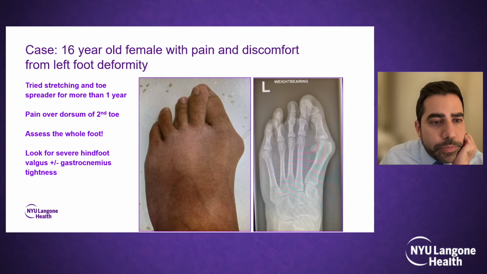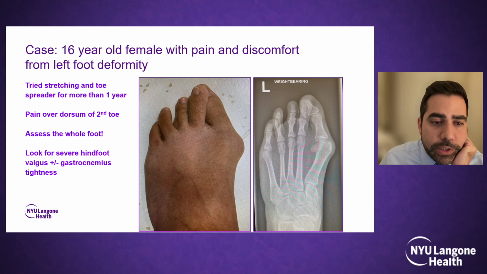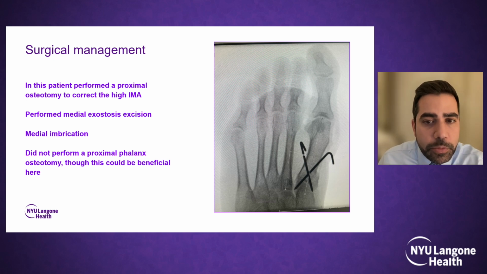But that's not always necessarily the case, as over here, the intermetatarsal angle was quite severe. This patient had tried all sorts of things for over a year, and had significant pain over the dorsum of the second toe with shoe wear, as you can see, because that first toe was so deformed. In these patients, it's important to also look for hindfoot valgus and gastroc tightness, which she didn't have. So with this patient, I did a proximal osteotomy and medial imbrication with excision of the bunion.